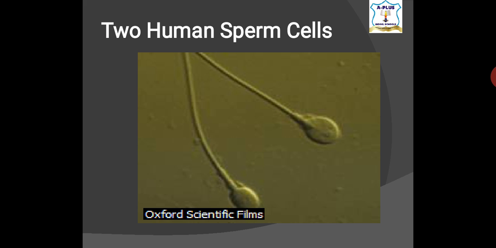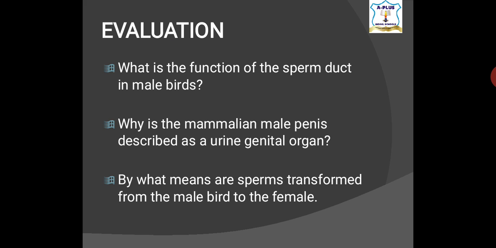Now, from our previous class, you should be able to state the function of the sperm duct in male birds. I think we discussed that last class. Why is the mammalian male penis described as a urogenital organ? I need you to answer that. Check that up. By what means are sperm transferred from the male bird to the female bird? I think we've discussed that too last week. So I just need you to check yourself if you really understand what we've been saying.